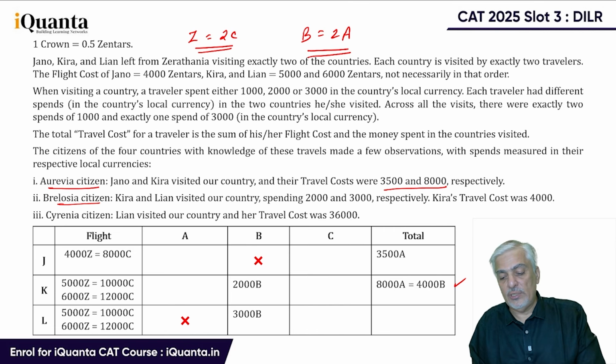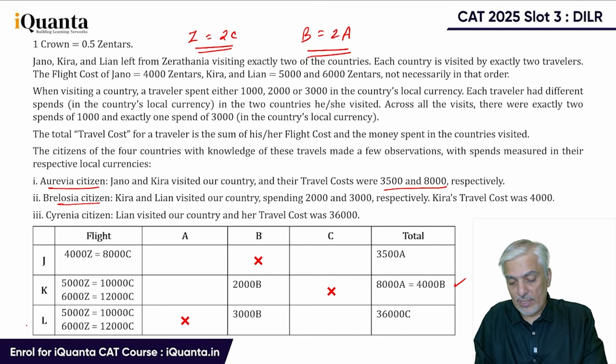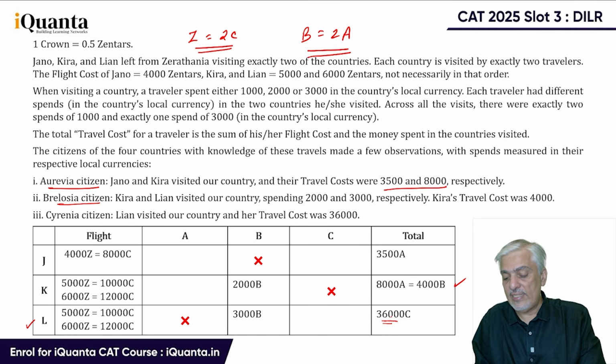Now, what does a person at C say? L visited our country. So C says L visited, obviously K did not visit over here. So L visited our country and her total travel cost was 36,000. So L's total cost was 36,000 C. Now if you notice in the last part, I don't know this 5,000, 6,000. Otherwise, based on this, I should have got this part easily.